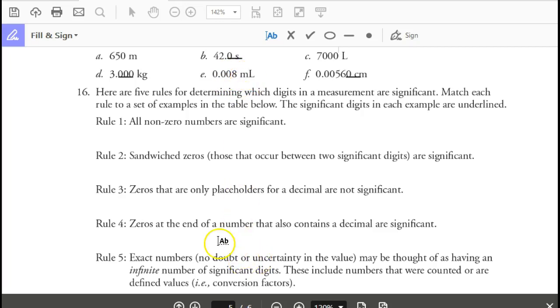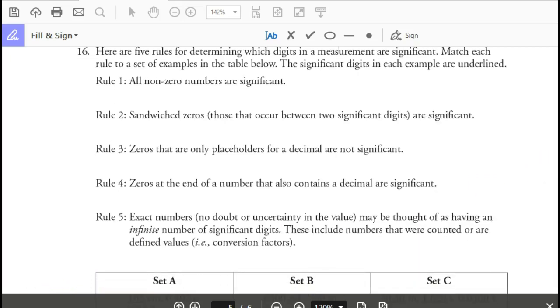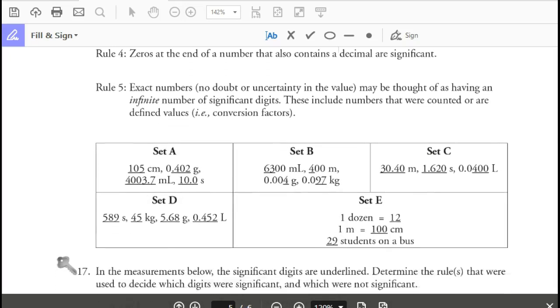Zeros at the end of the number that also contain a decimal are significant. So this is why this one is significant. These two in the front are just placeholders to let you know that the significant digits are in the thousands place, and then this one does count because it's at the end of the number and it contains a decimal. Exact numbers, no doubt or uncertainty in this value, may be thought of as having an infinite number of significant digits. These include numbers that were counted, defined values, or conversion factors. So that's talking about something like scientific notation, when it's like 4.2 times 10 to the 8th power.